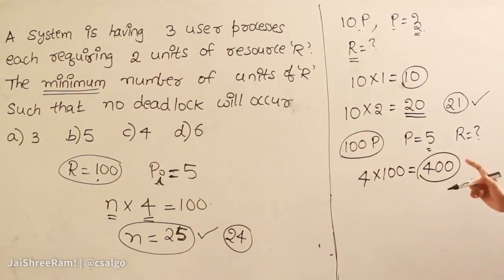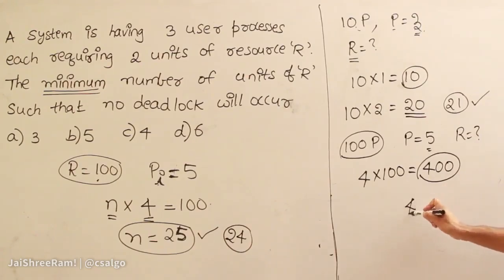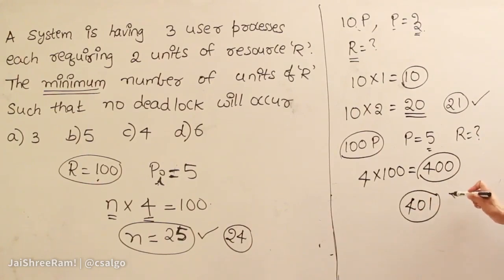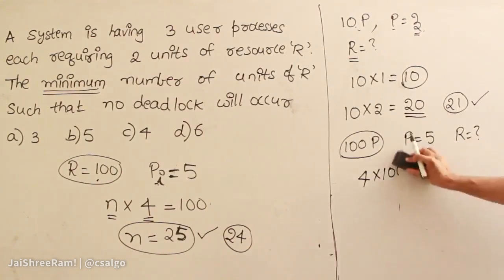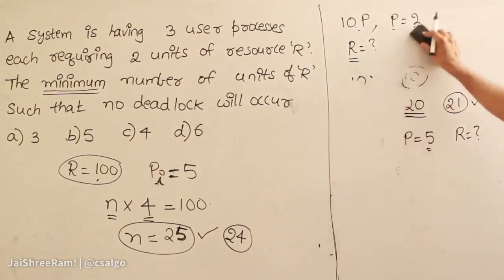Now, to break this deadlock, I just have to add one more resource, which means if I have 401 resources, then there will be no deadlock at all. Got it? The deadlock will be broken, right? Therefore, the minimum number of resources required to break the deadlock is 401, not 500. Got it? So this is how you could find it out. Even in that case, you understood that.